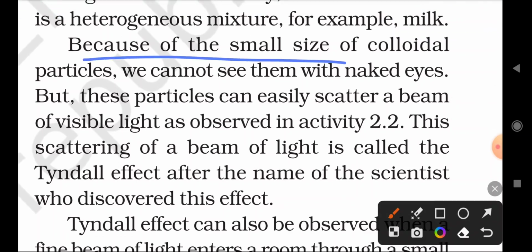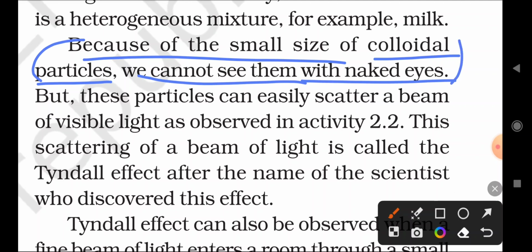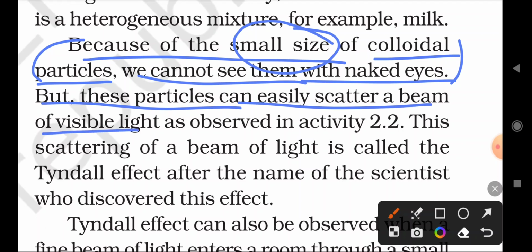Because of the small size of colloidal particles, we cannot see them with our naked eyes. The size of the particles is very small, so we cannot see them with the naked eye. But these particles can easily scatter a beam of light or visible light, as observed in activity 2.2.